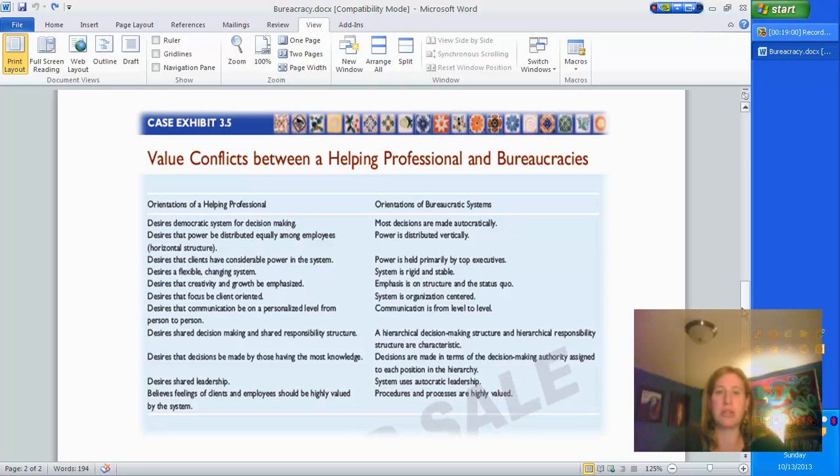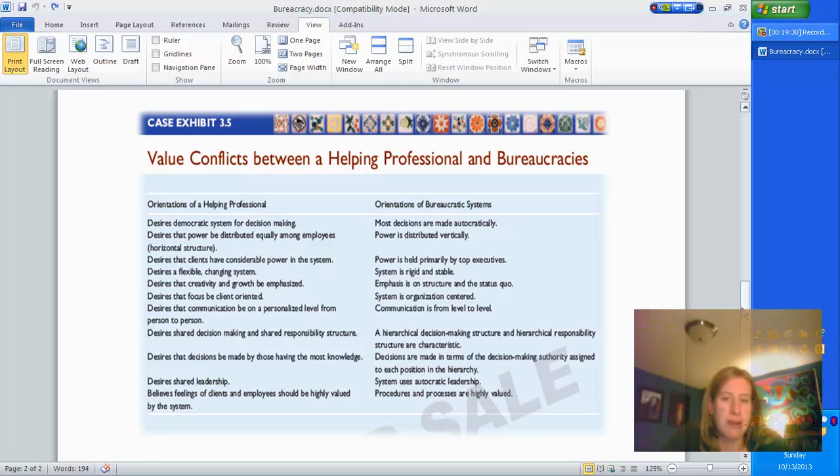and how it could be really challenging. So for instance, the first one: the helping professional desires a democratic system for decision making, and in the bureaucratic system, most decisions are made autocratically. So most decisions are made very top down, right? So that's a challenge right away for decision making. And if you feel like you don't have input in what kind of decisions are being made at the agency, it can feel pretty powerless.